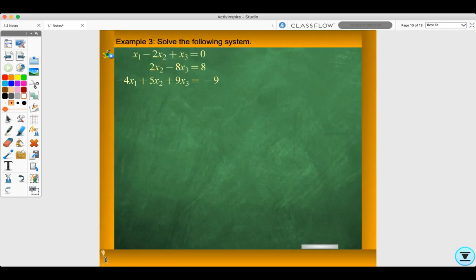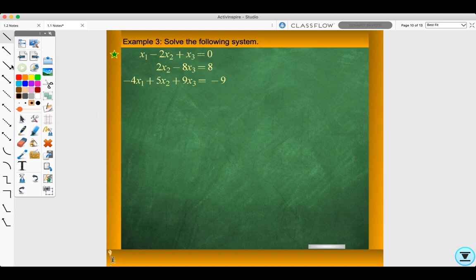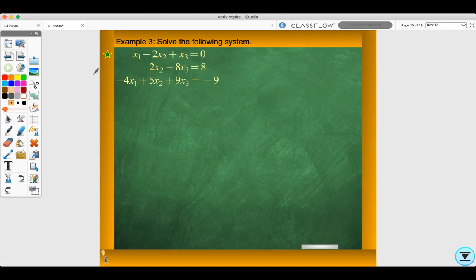So let's look at example 3. Solve the following system. We're going to go ahead and solve the system just using matrices. So go ahead and write your matrix. This would be 1, -2, 1, 0. And then 0, 2, -8, 8. And -4, 5, 9, -9. Usually when I do matrices, I go straight down, and then when I run out of room, I'll come back over here.